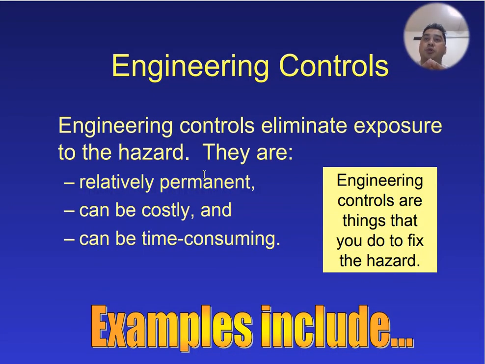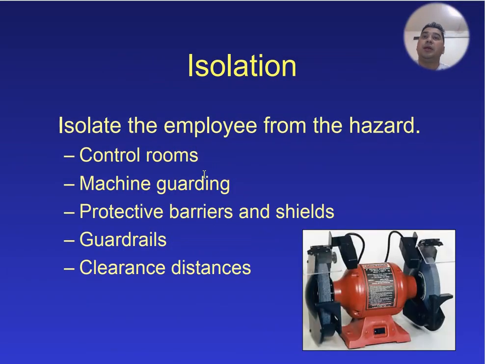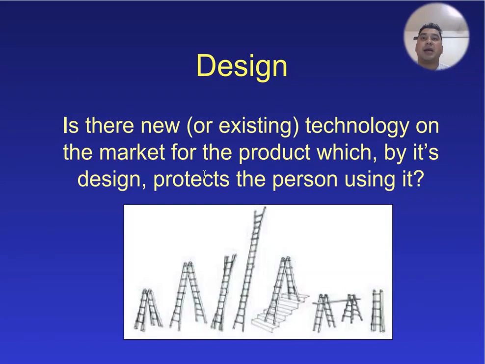Engineering controls eliminate exposure to the hazards. They are relatively permanent, can be costly, and can be time consuming as well. Examples include isolating the employee from the hazard. How can we isolate the employee from the hazard? Control rooms, machine guarding, protective barriers and shields, guardrails, clearance distances. These are examples which we can use to isolate the employee from the hazards. Design.